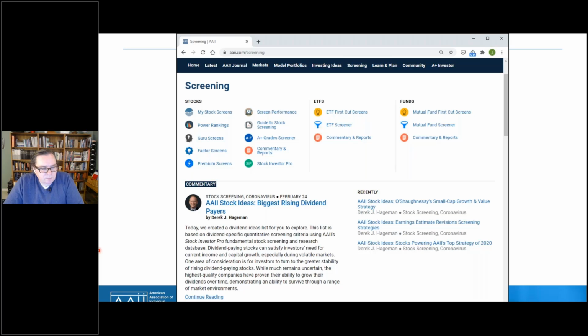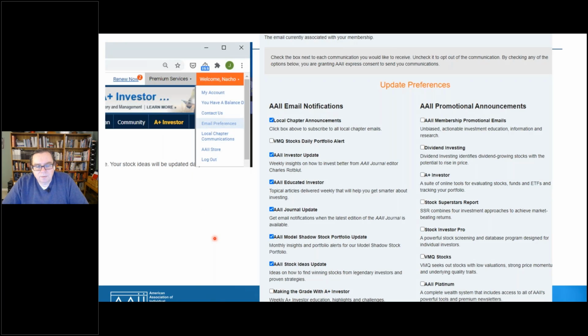The other tool I want to touch upon briefly, and it's not so much a tool as it is commentary. At the association, one of the things we always want to do is help provide some education. Once a week, we put out an email that either gives you some stock ideas on how to analyze a stock, or goes through a screen and talks about the approach of the screen. It's the commentary section right here on the screening page, but it's an e-newsletter you can subscribe to.